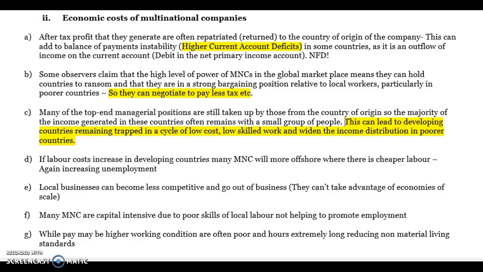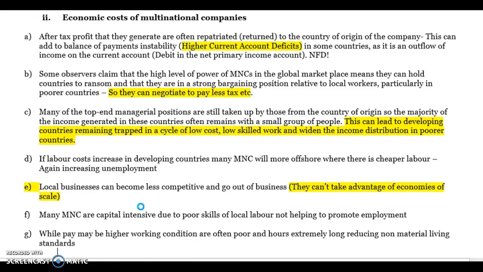Another problem with multinational companies is they can lead to the local companies becoming less competitive and going out of business. So if there's similar companies in that country, if you're trying to compete against McDonald's, for example, and you're a small cafe, that can lead to people losing their jobs because they can't compete. Local businesses can't take advantage of economies of scale, and therefore they can often go out of business. Many multinational companies are also capital intensive due to poor skills of local labour, so they often don't promote employment because they use a lot of machinery.